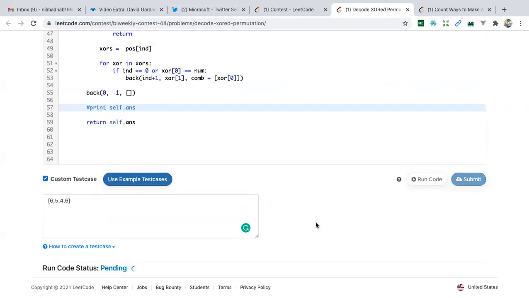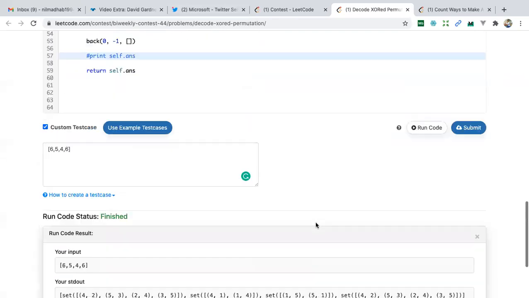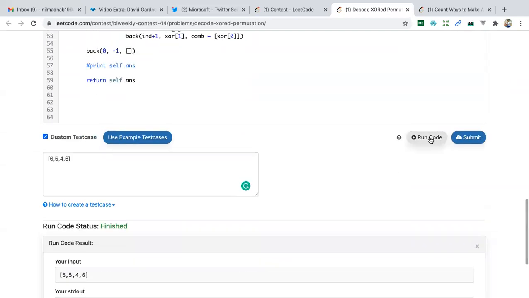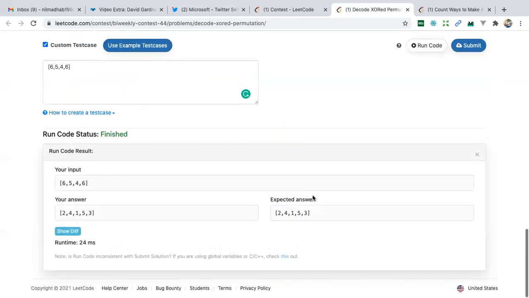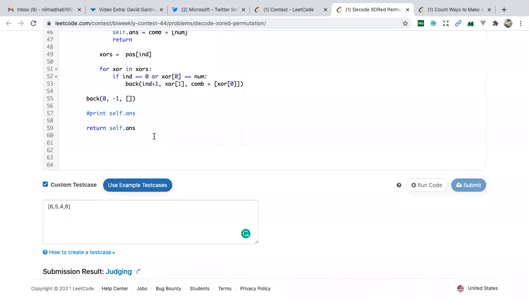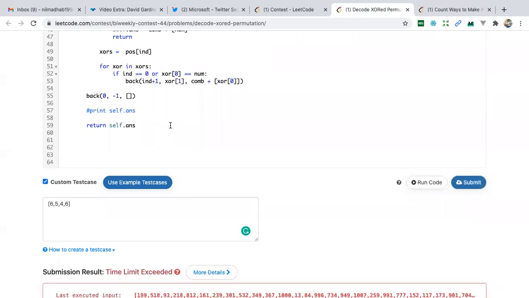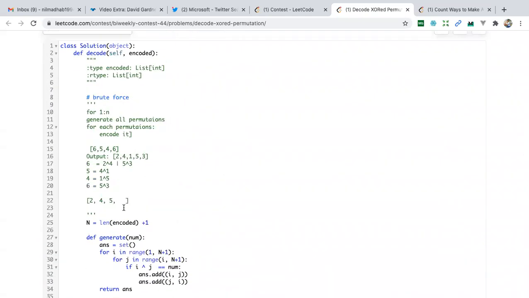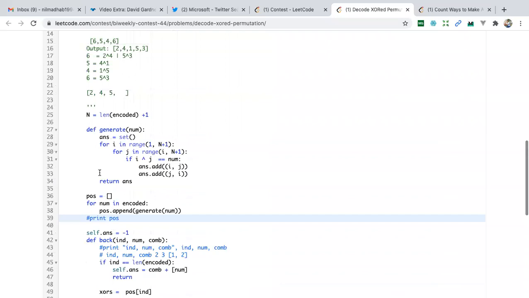So I think we need to optimize. Let's start out. We need to optimize this generate. It will take n squared time, but maybe this will pass. So let's try to submit it. Okay, so our answer is correct. We just need to optimize it, right? Yes. Timeout, we get timeout.